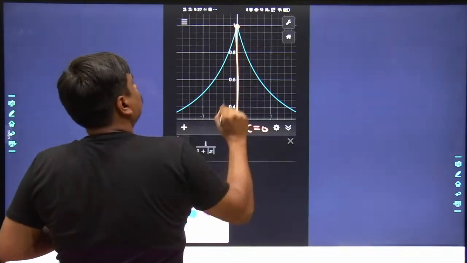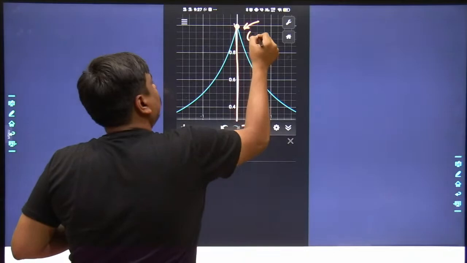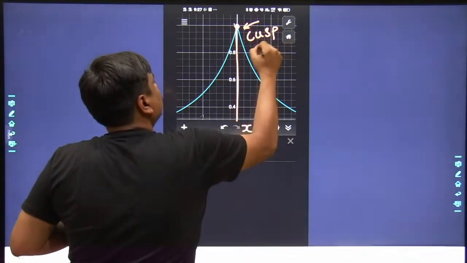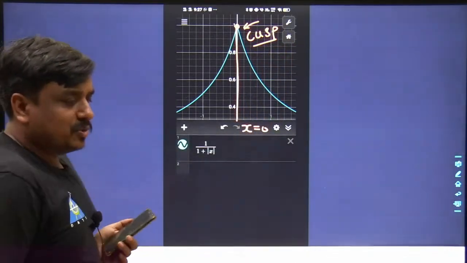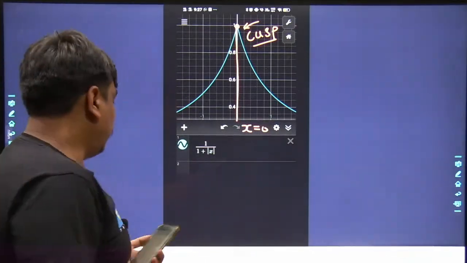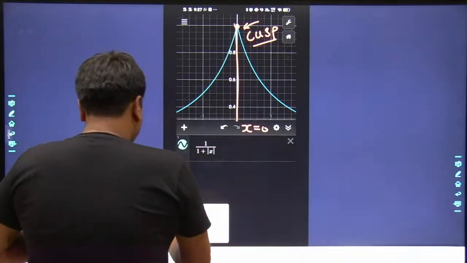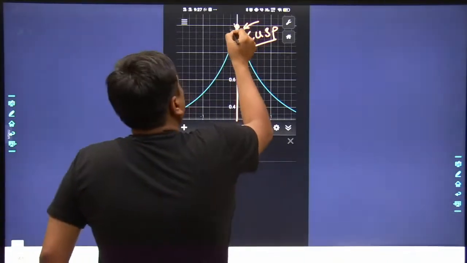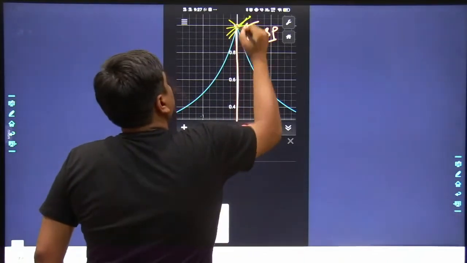At x equals 0, there had been the formation of the curves. And as there has been the formation of the curves, you cannot draw the unique tangent at x equals 0. You can't draw any unique tangent.